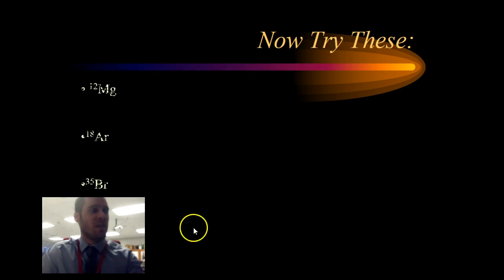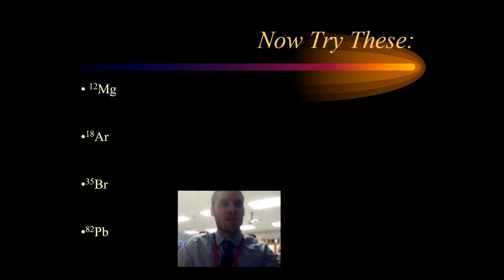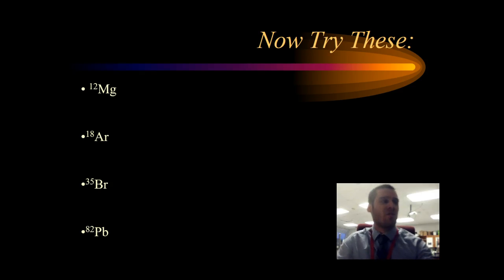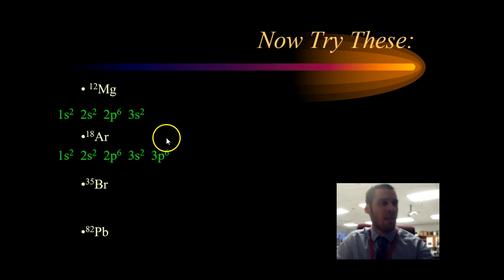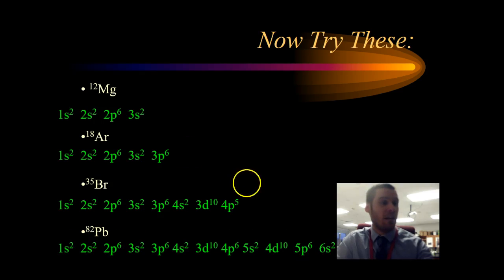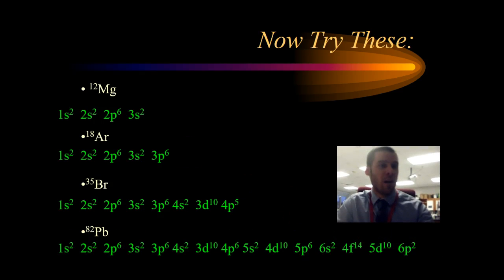So I'm going to show you a couple examples that you can try on your own. If you want to pause the video, I'm going to show you the answers in just a moment. So for magnesium, here's your final answer. Argon, bromine, and finally lead. So there's lead for you. I know this is a little bit tricky, but once you get this pattern recognition down, I think you can handle it. I hope this video helped, and good luck.